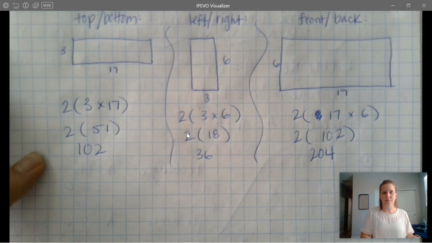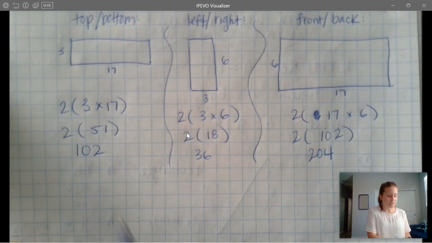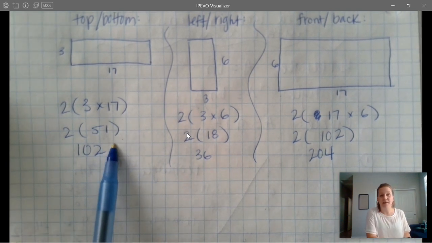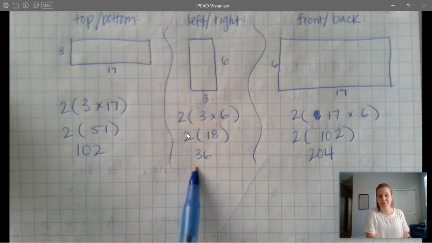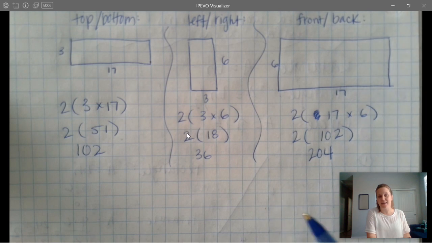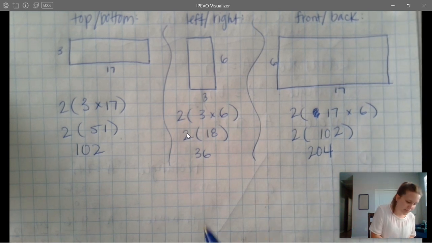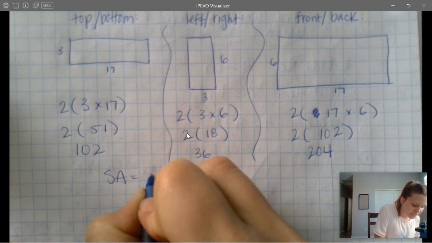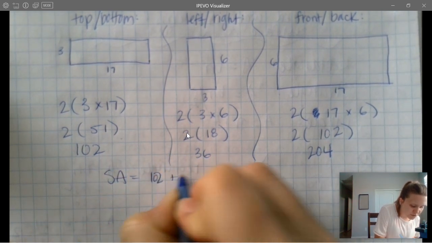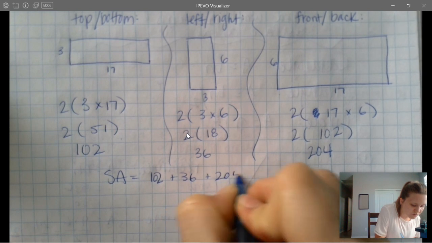All right, go ahead and check your work with mine. So the top and the bottom faces have a combined area of 102, the left and the right a combined area of 36 square inches, and the front and the back a combined area of 204 square inches. So to find the total surface area, my last step is to add them all together. Surface area is 102 plus 36 plus 204.